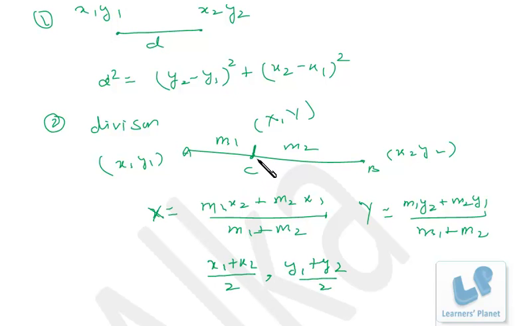This is internal division. If the division is external, suppose point A is here, B is here and C is here, and this ratio is m1 and this is m2, then the only change is that you have to put a minus sign here, right? x is equal to m1 x2 minus m2 x1 upon m1 minus m2, and y is equal to m1 y2 minus m2 y1 upon m1 minus m2. That is external division, right? So this is the formula for internal division, this is the formula for midpoint if coordinates of 2 points are given, and this is for external division. Okay.